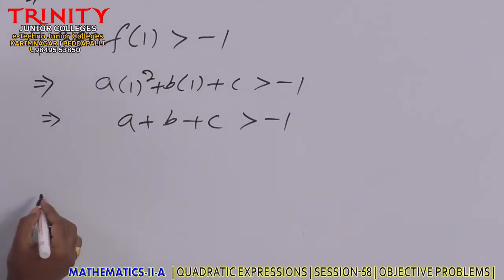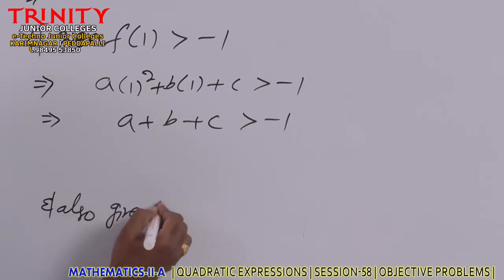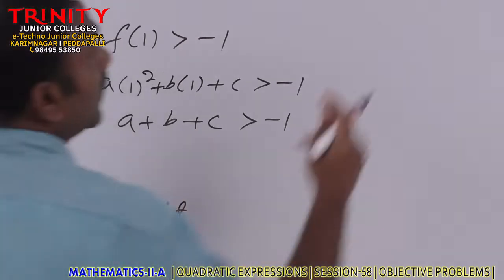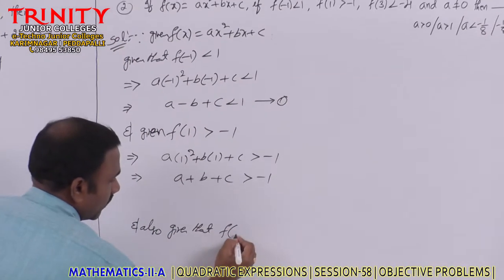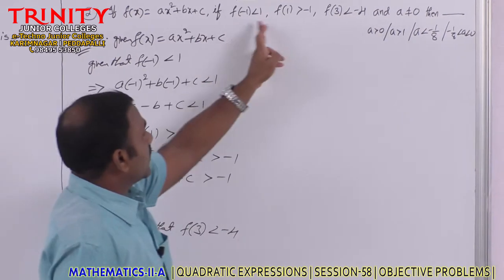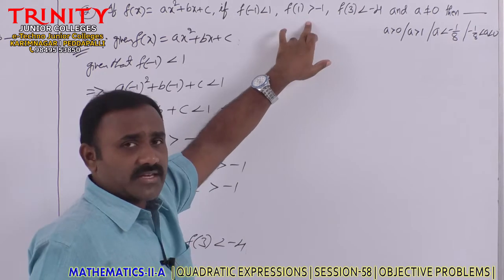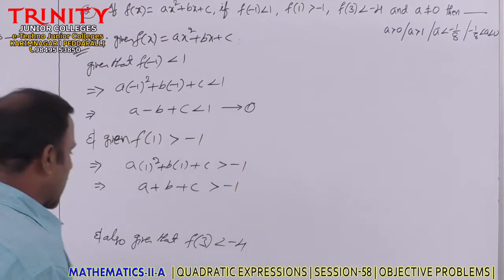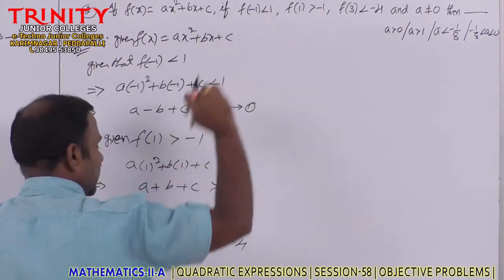And also given that the third condition is f of 3 is less than minus 4. See, in the first and third conditions, this is less than 1, this is less than minus 4, but this one is given as the inequality greater than. That's why I am changing this also to less than, same as the first and third.